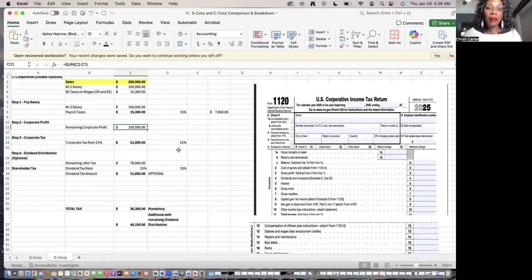It is going to be set at 21% no matter what. So if you do the math, 21% of $100,000 is $21,000, and you can see from my formula, I did the math for you and for me, and that is 21,000. If you take 21,000 and subtract that from your remaining corporate profit of 100,000, there is still $79,000 sitting in your corporation that you can either leave in there or you can take.